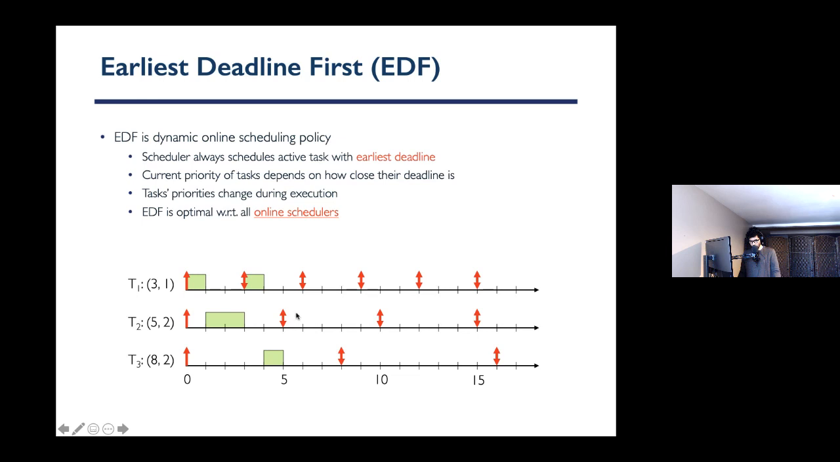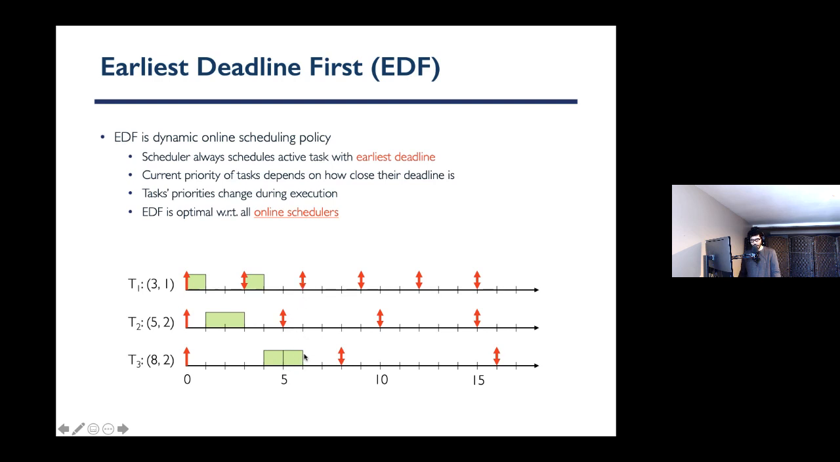Now look at this one, this is interesting. At this time, job 2 of task 2 comes. Now at this time I have two jobs in my system: the job of task 3 and the job of task 2. I look at their deadlines. The deadline of the job of task 3 is 8. The deadline of the job of task 2 is 10. Which one is earlier? Well, this one is earlier. So I actually continue running the job of task 3.